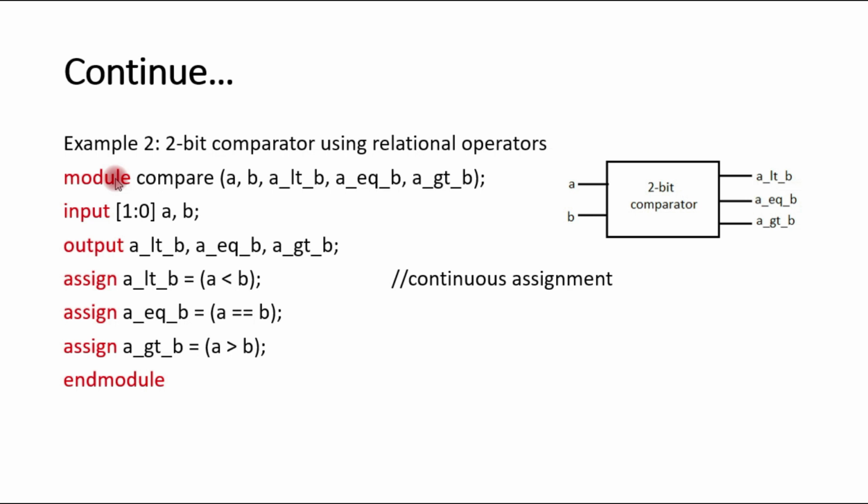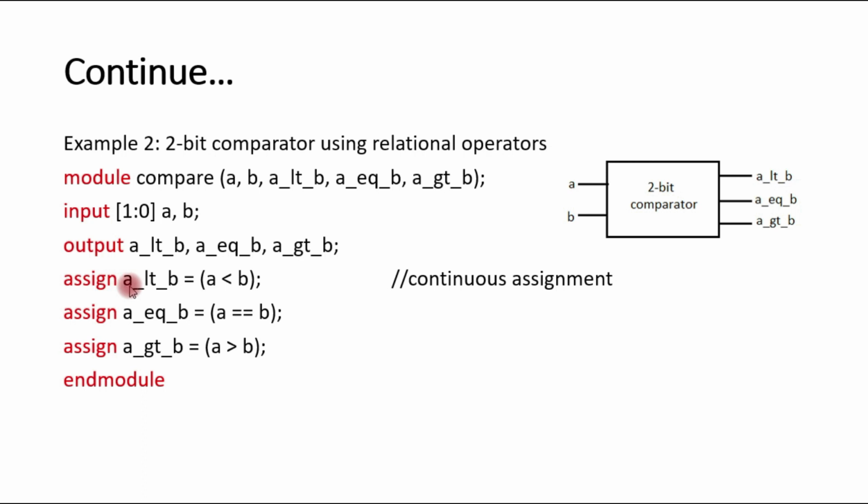Module, that is the keyword, then the module name compare, with input and output terminals A, B, A less than B, A equal B and A greater than B. Inputs are A and B and both are 2-bit numbers, so here we are using a vector [1:0]. Outputs are A less than B, A equal B, A greater than B. These are 1-bit output variables. So we are simply using relational operators for all the 3 output variables.